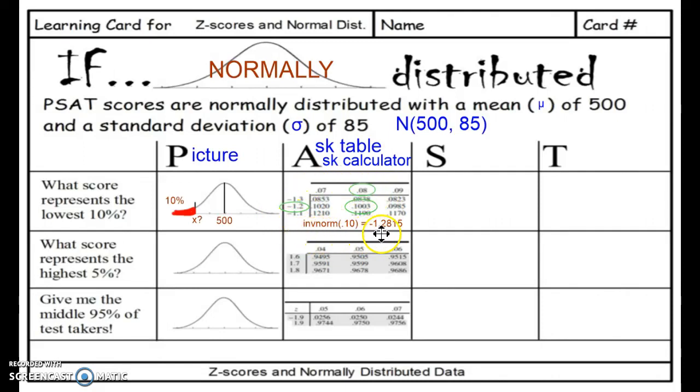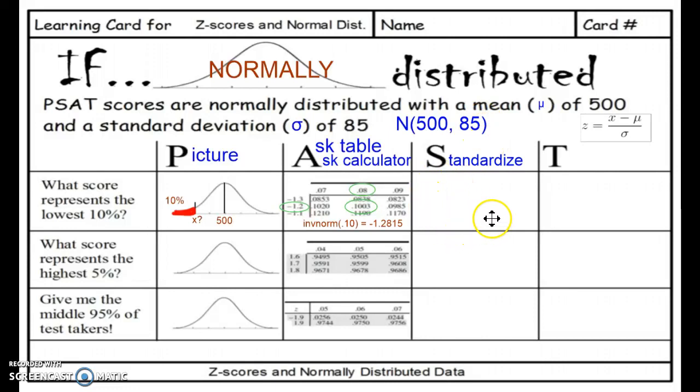Now that we have the z-score, everything else just becomes algebra. The formula that we're going to use is the formula for z-score. The z-score formula is z equals x minus mu, the mean, divided by standard deviation. With that said, what we're going to do now is standardize everything. When we standardize, we're using the z-score. That's what finding a z-score means. It means we're standardizing our data.